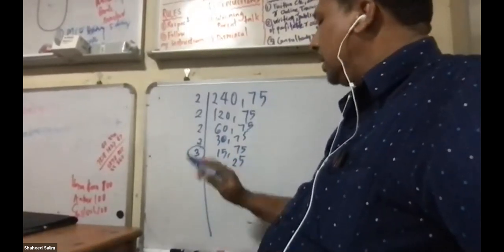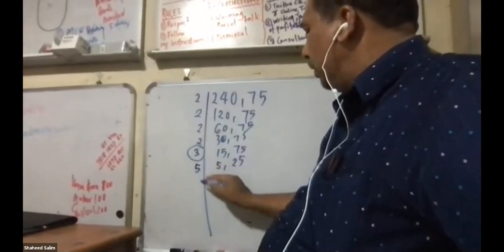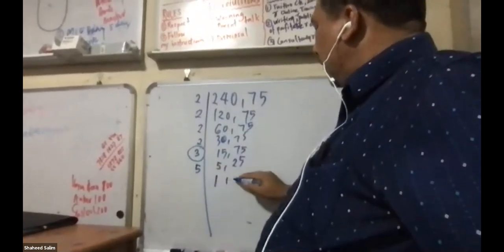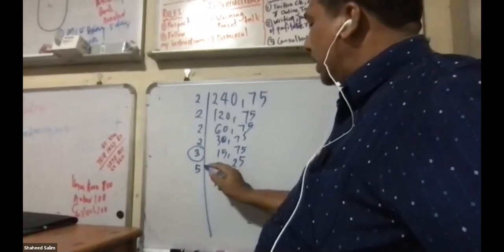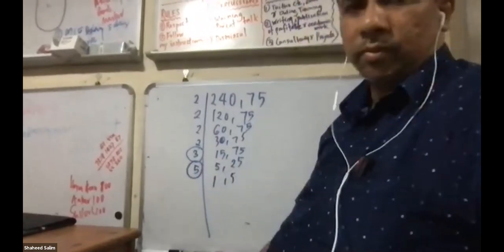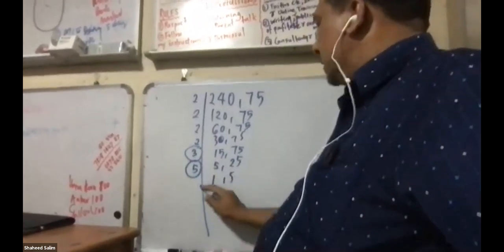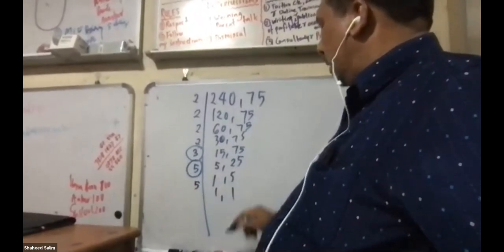So you divide by 3 again, cannot. Can divide by 5? Can. 5 divided by 5, get 1. 25 divided by 5, get 5. Both can divide, I circle. Then I complete this. 5, 1, 1.